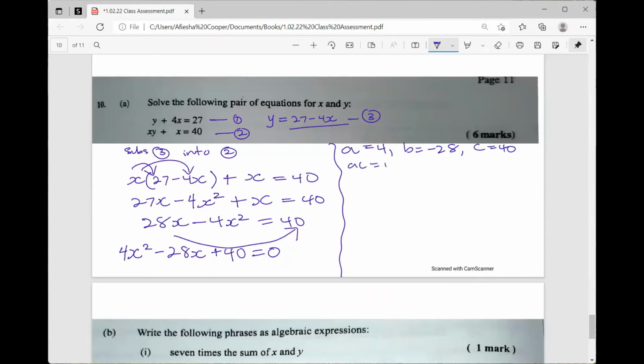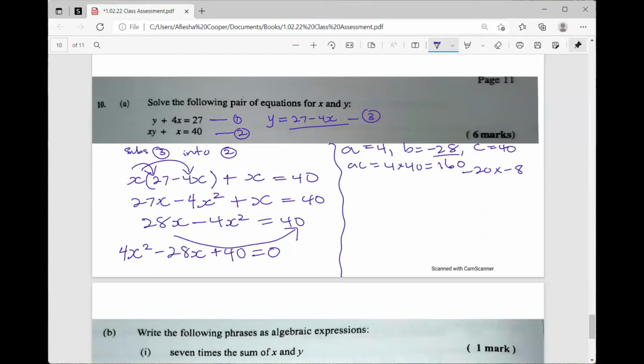A times C is 4 by 40, which gives me 160. So of course we try to find two numbers that multiply to give us 160 and add or subtract to give us negative 28. So I'll try 20 by 8. How much is 20 by 8? 160. Nice. But it's going to be negative 20 by negative 8, right? Yeah, because you want negative 28. So my own will be negative 20 by negative 8.